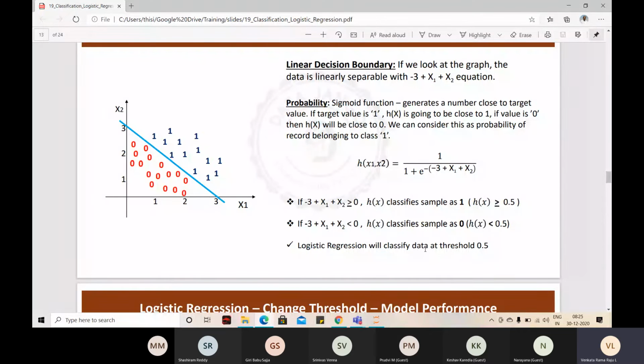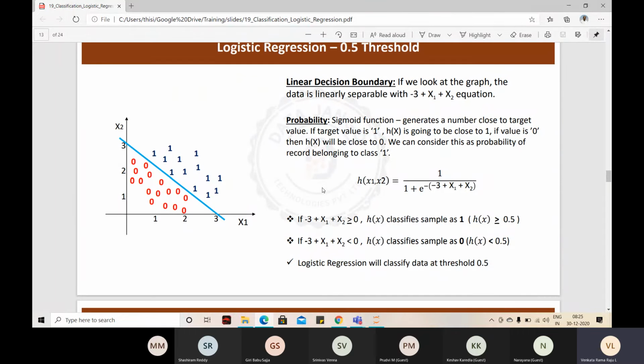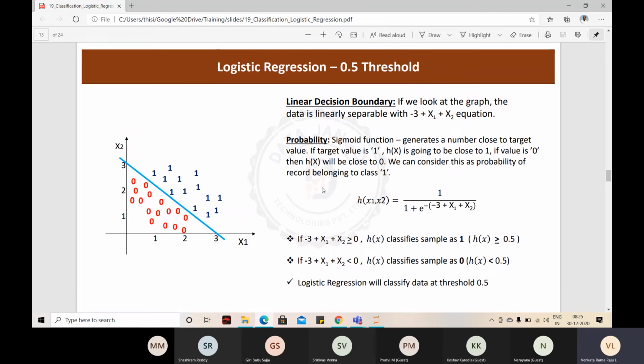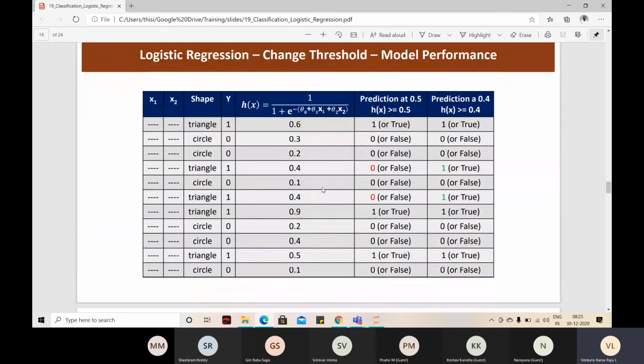Logistic regression will classify data at threshold 0.5. So we know that logistic regression is using threshold 0.5. We can play with the threshold and change the precisions and recalls and F1 scores and whatever. So let us look at that example here. There is a data set with the triangles and circles. And I converted triangle as 1 and circle as 0. It's a balanced data set, so it doesn't matter whether you do 1 or 0 or 0 or 1.